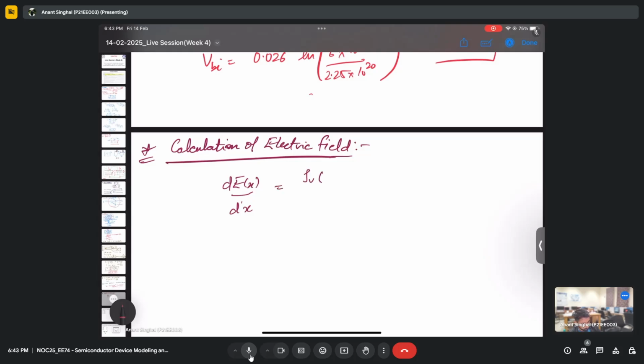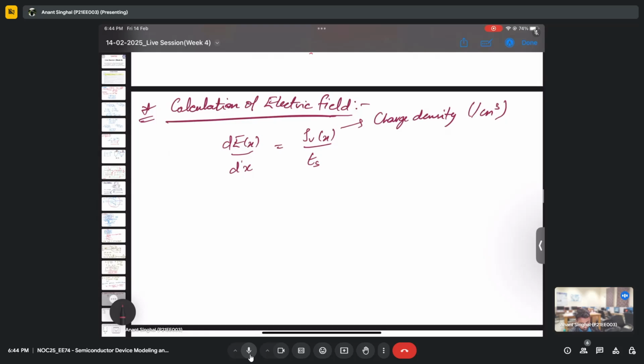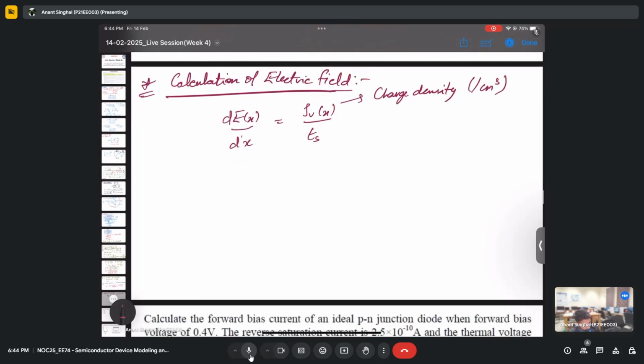So, I did not tell, I guess, this is the charge density, in per centimeter cube. I assume that you all know what the Poisson equation is. This epsilon is the permittivity of the semiconductor, so I am writing epsilon s. We are still doing it for the PN junction only, so let me make a band diagram.